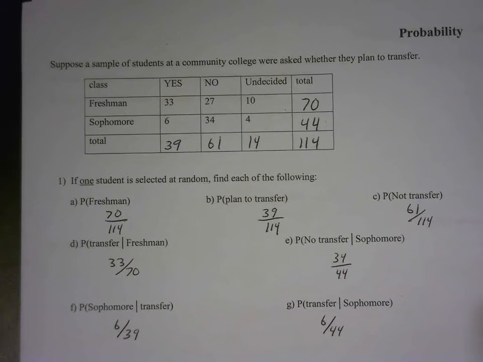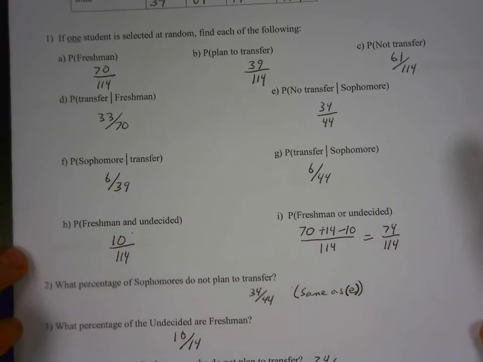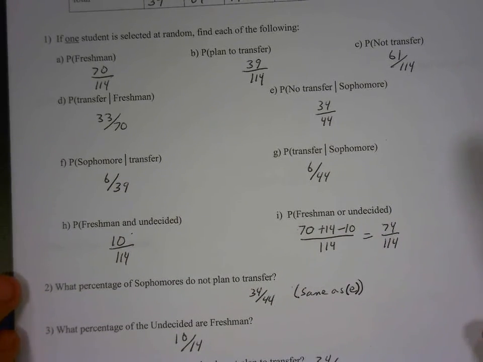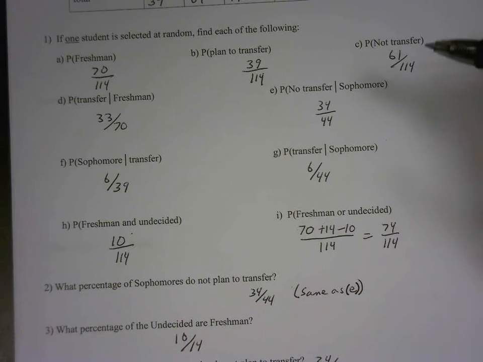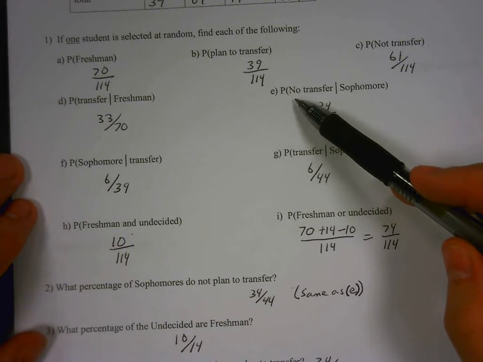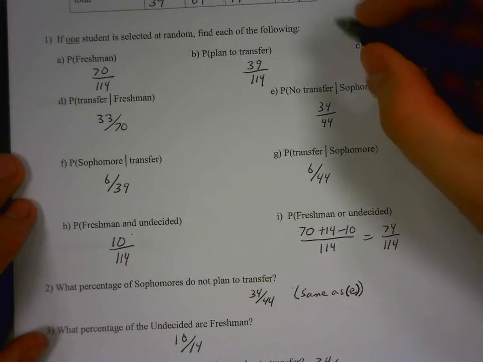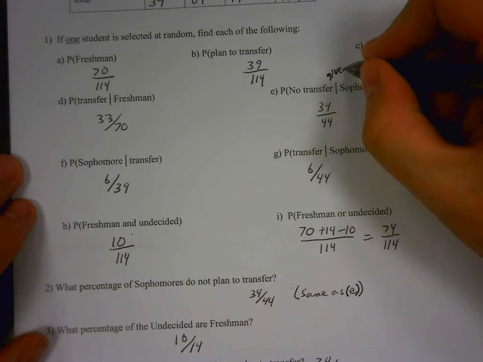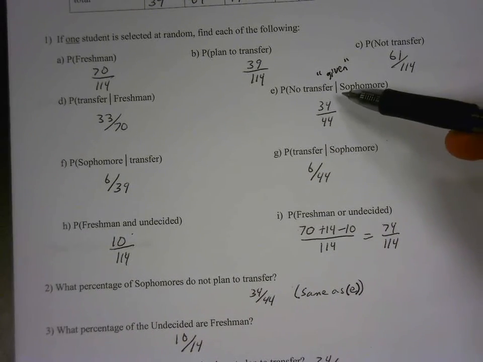Okay, the few that I'm going to really mention here, and again, you can pause this video if you need to. But looking at D through G, each of these are conditional probabilities. And conditional probabilities, if you see it written out as a sentence, that's where they say, like in part E, find the probability the student does not transfer given they're a sophomore. So when you see that vertical line there, that's just a fancy way for saying the word given. So these are conditional probabilities when you see that.